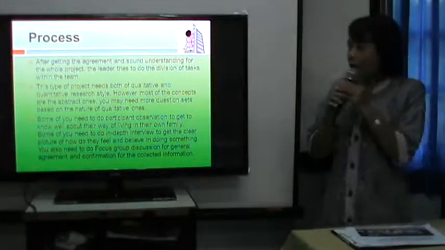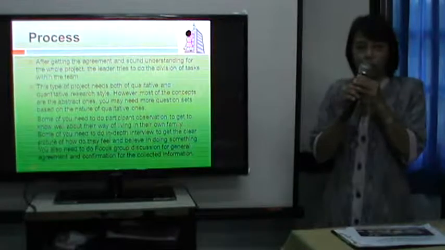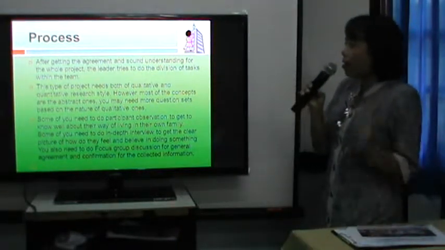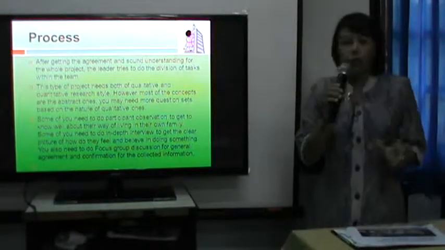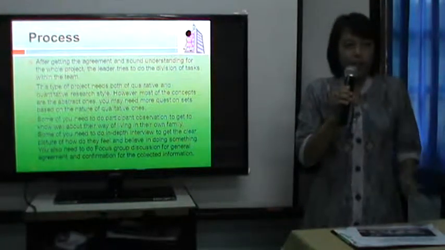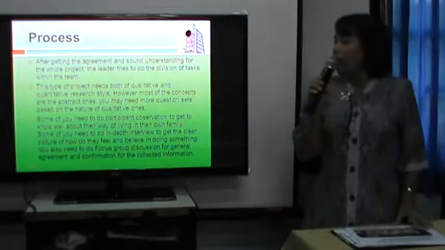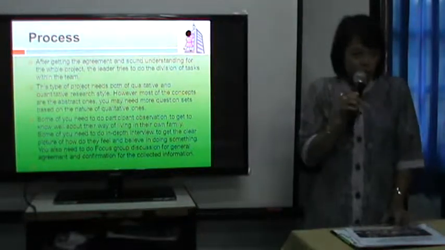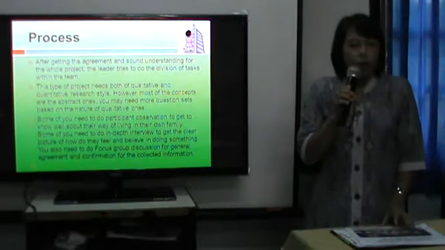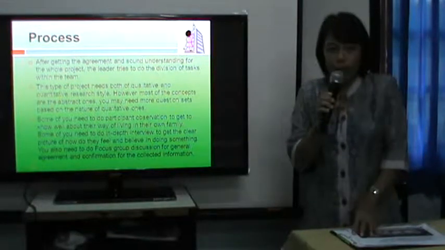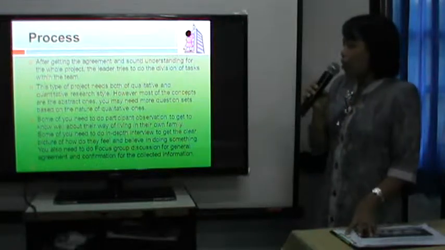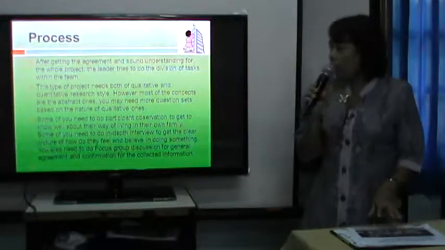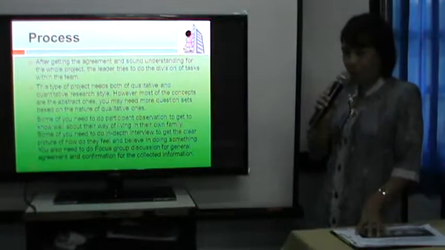After they know the tasks, there is the process for the project. After getting the agreement and a sound understanding of the whole concept, the group with the leader should divide the tasks to his or her team members. This type of project is a kind of qualitative and also quantitative research method, but especially they need to use the qualitative one because all of the concepts are abstract.